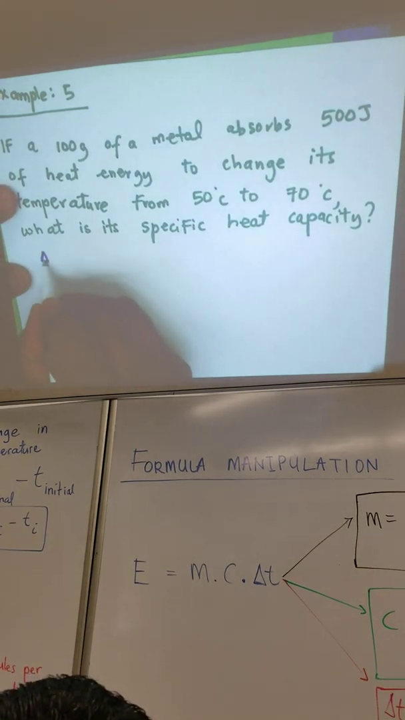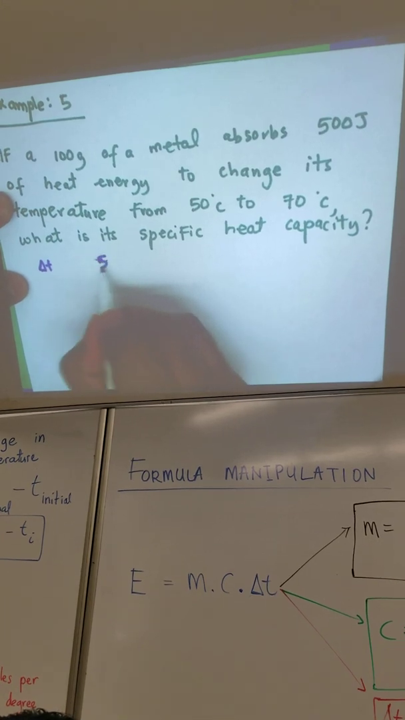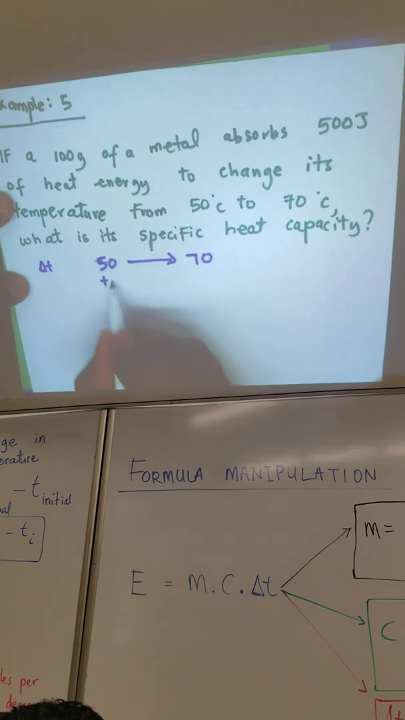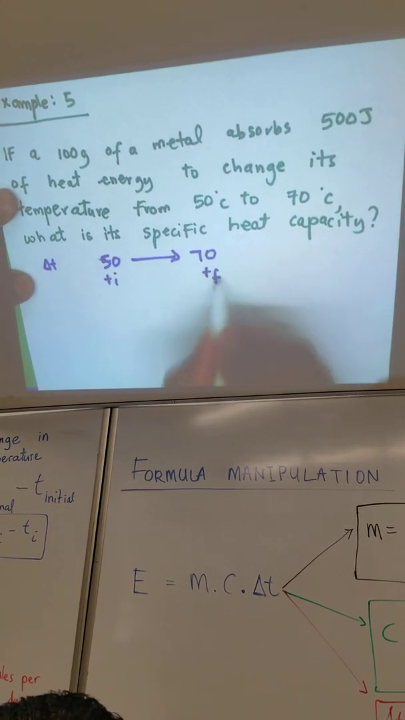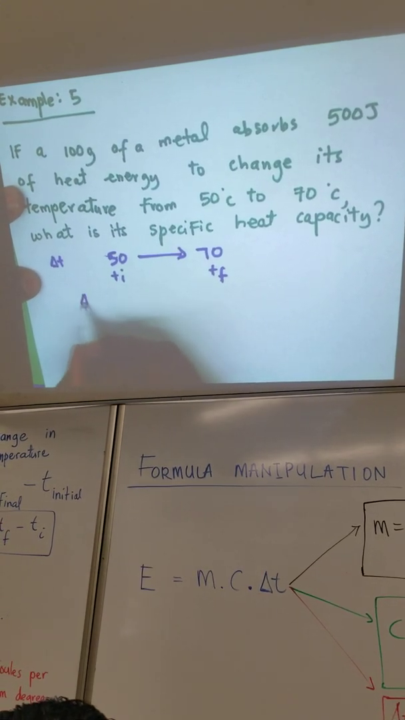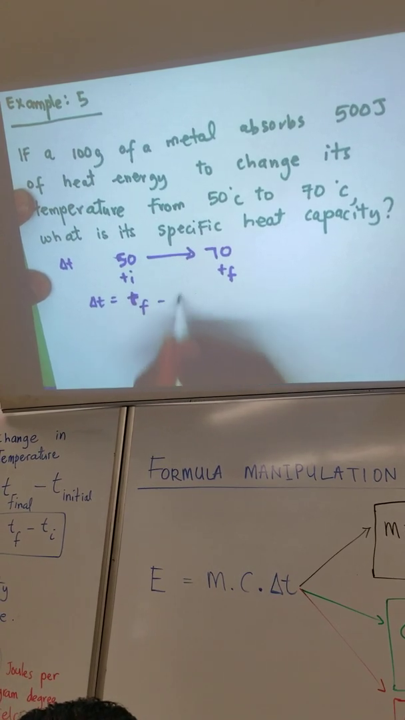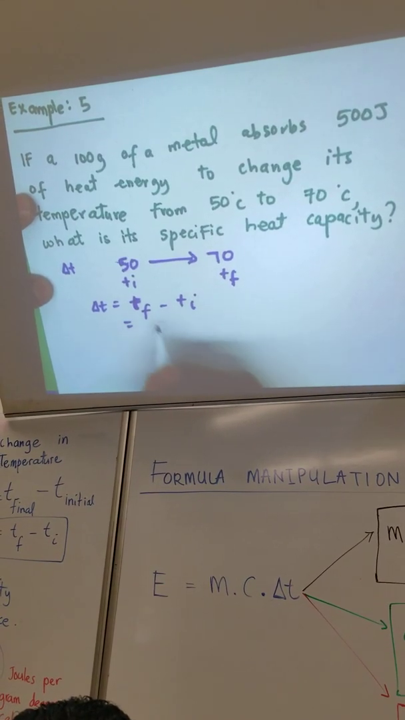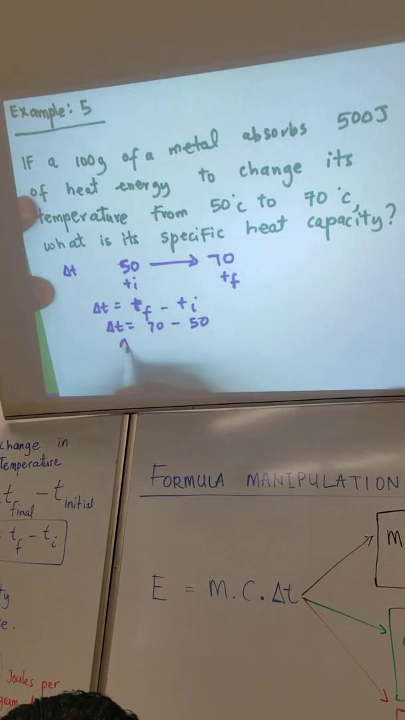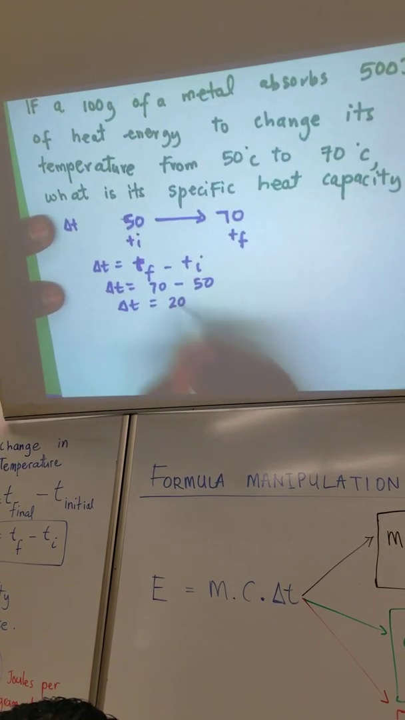So, very simple, temperature change from 50 to 70. 50 is initial temperature and 70 is final temperature. The temperature change from 50 to 70 is final minus initial. So, temperature change is temperature final minus temperature initial, which happens to be 70, and then you subtract 50 from that. So temperature change comes as positive 20 degrees Celsius.